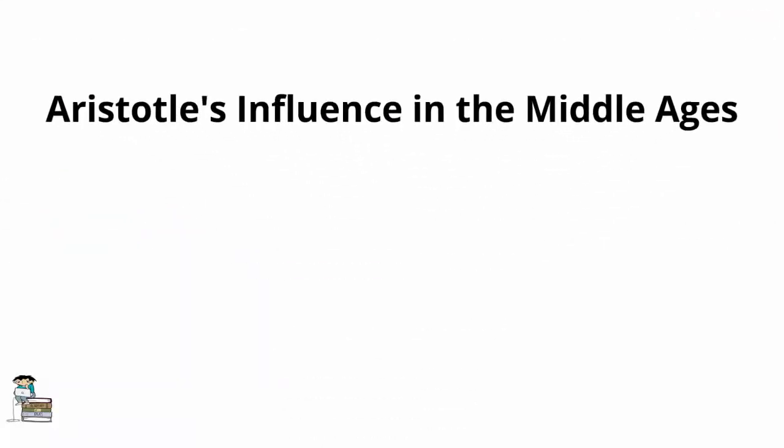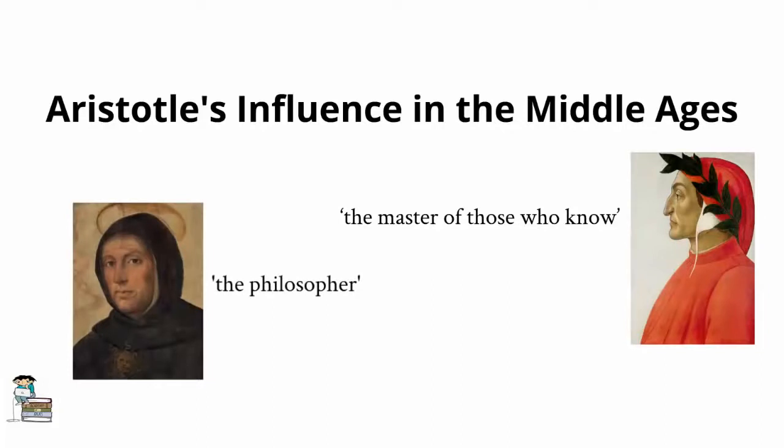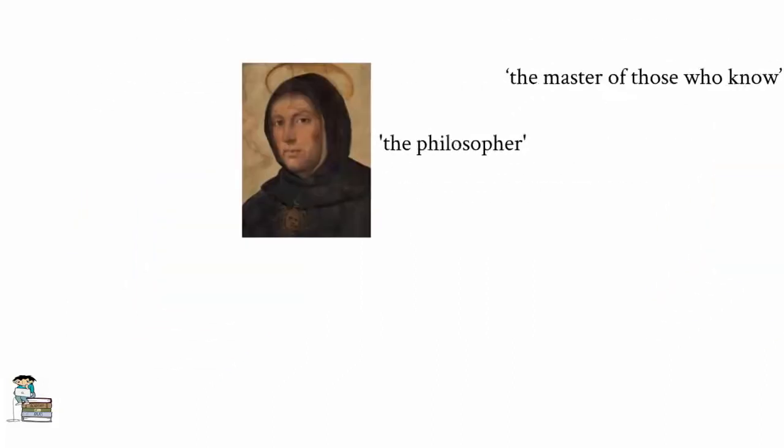Aristotle soon came to be the most influential ancient philosopher of the Middle Ages. Dante, the Italian poet who was born in the 13th century, referred to Aristotle as the master of those who know, while to many Christian theologians he was simply known as the philosopher.